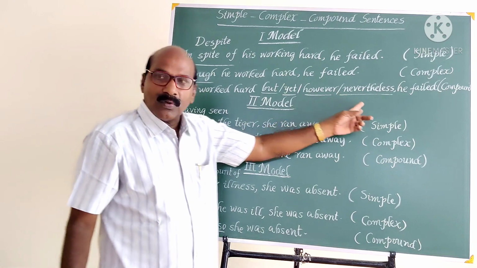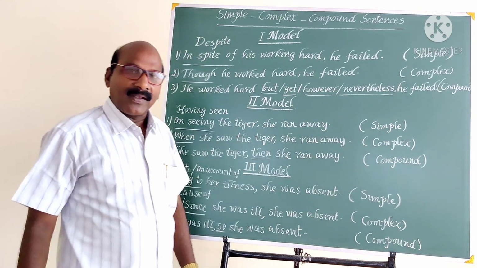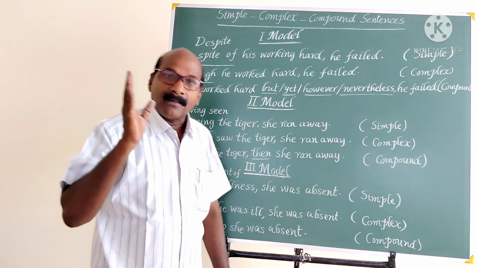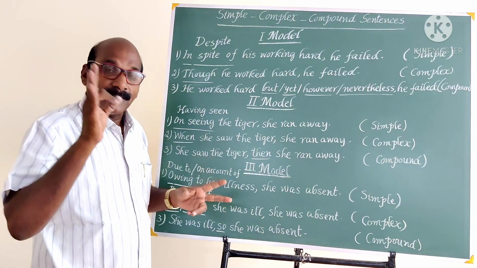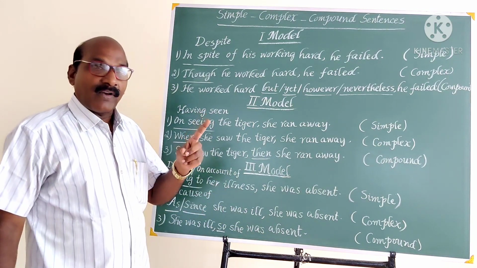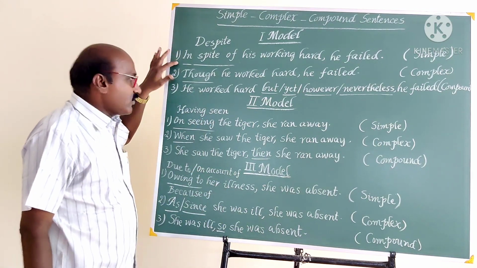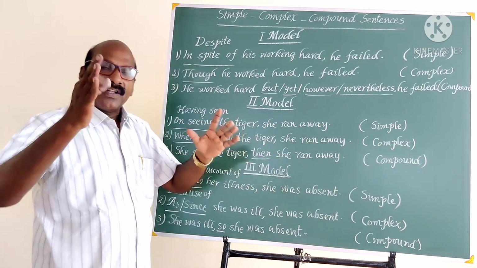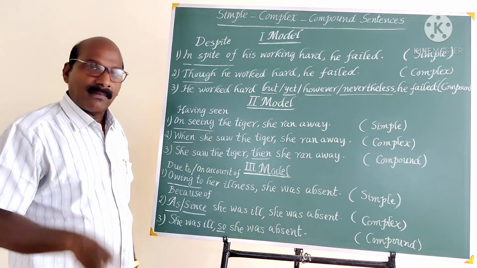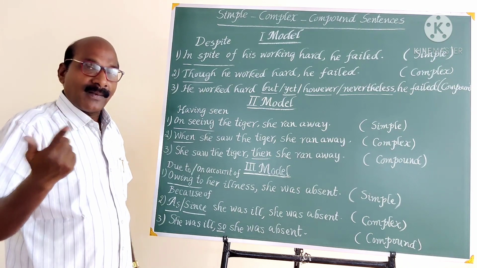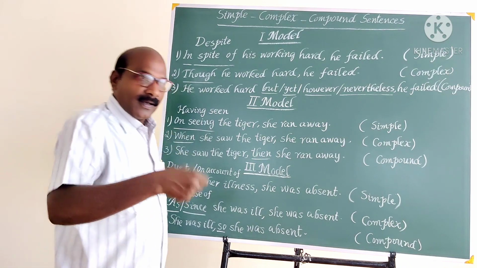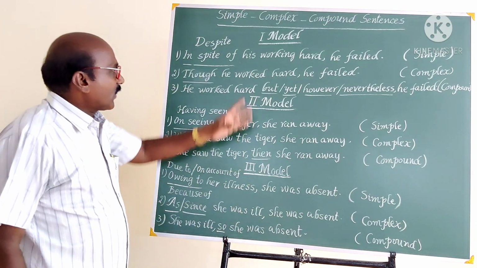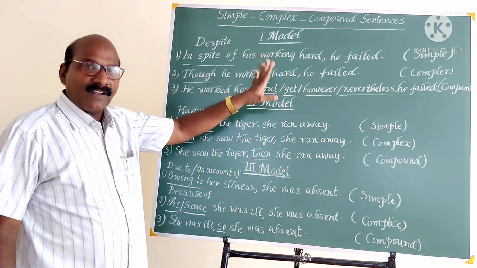All these words carry the same meaning. So the point you have to remember regarding this model is, whenever you find in spite of in simple sentence, use though in complex and use but or yet in compound. This is the thing that you have to remember. You can remember all these things only by constant practice. Okay, that is in brief about the first model.